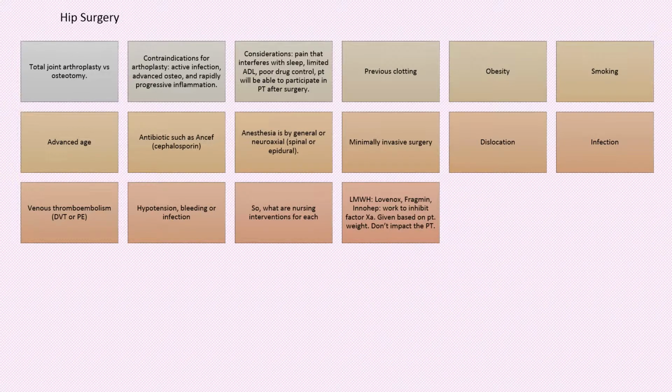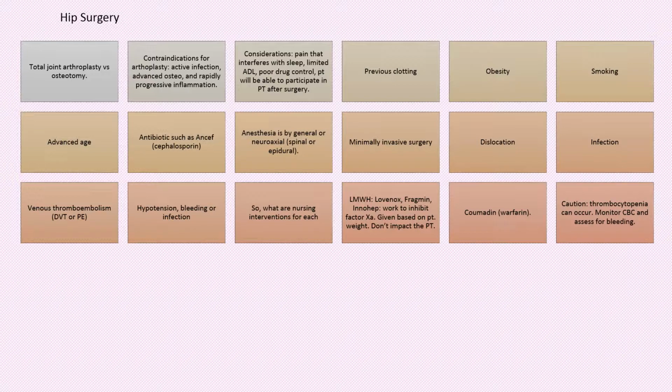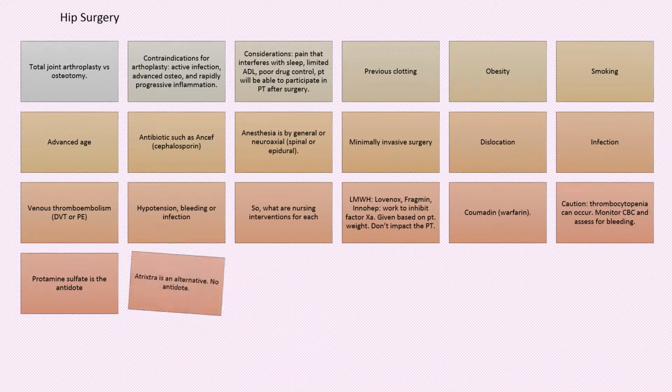Some of the medications are low molecular weight heparin, Coumadin, and you want to be cautious because thrombocytopenia can occur. You want to monitor the CBCs and assess for bleeding. Protamine sulfate is the antidote. Arixtra is an alternative, but there is no antidote.